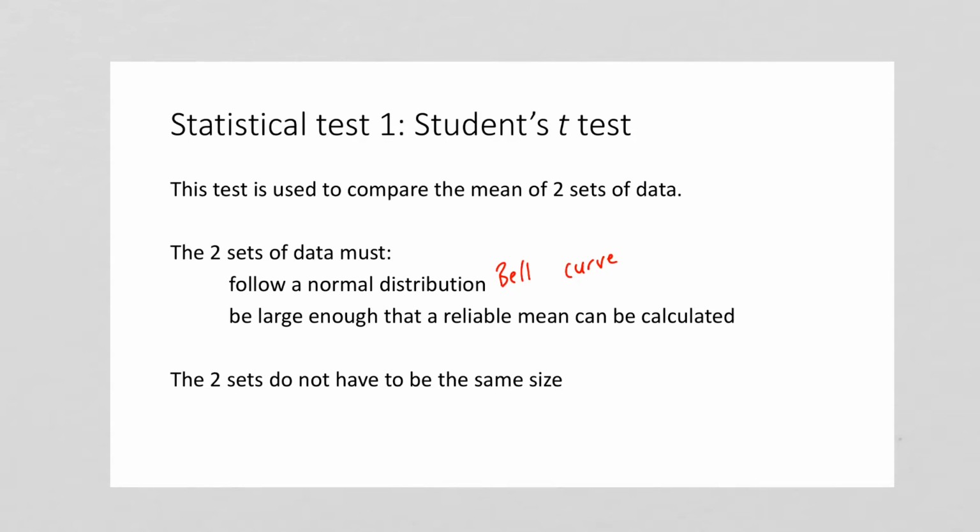Your data set also needs to be large enough that your means are reliable. So if you only have a data set of 1, your mean is not going to be reliable at all. It wouldn't be appropriate to use the student's t-test. Importantly, the two sets do not have to have the same sample size. That's not as important for this as it is for other statistical tests. Let's take a look at the test.